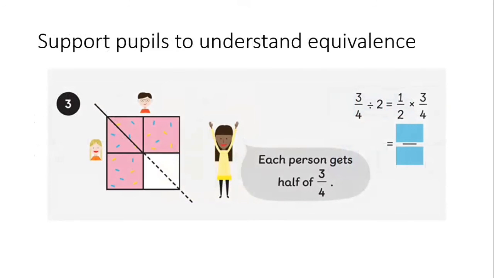This is an example from a Maths No Problem textbook, and it's a great one to use with pupils who struggle to understand how division of fractions works. Here we could say that 3/4 divided by 2 is the same as 1/2 of 3/4, which we know is 1/2 multiplied by 3/4. Explaining division through equivalence helps pupils to make this link between the different areas of learning and gives them an alternative way to solve the calculation.